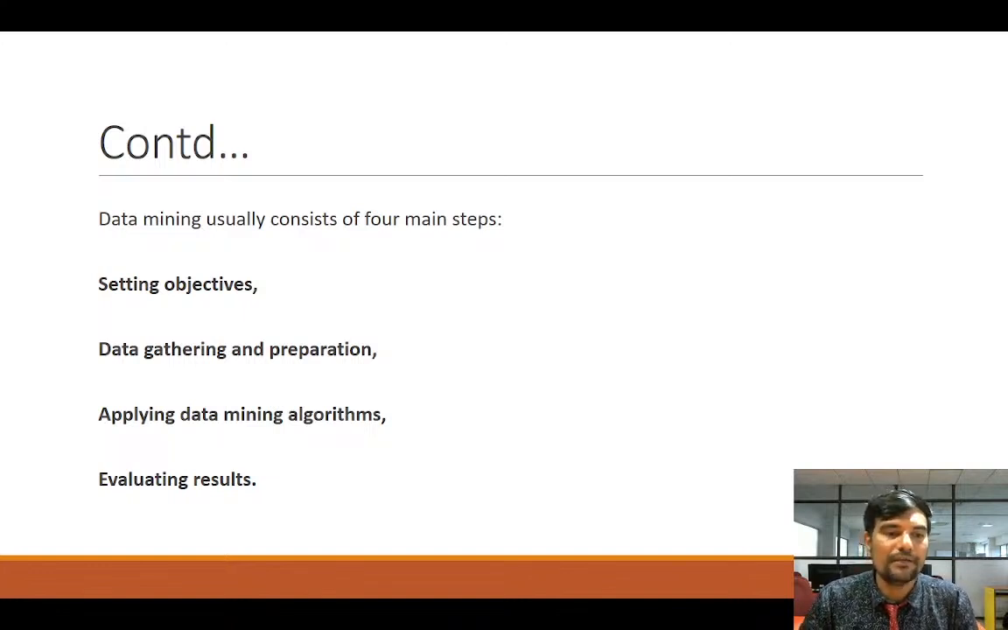Maybe you have applied so many algorithms in data mining, and then you compare which algorithm is giving the best accurate results, so that can be evaluated. So these are the main four steps we follow in data mining: for a given problem definition, first we collect the data, then we pre-process the data, then we apply the data mining algorithms, then we evaluate the results.